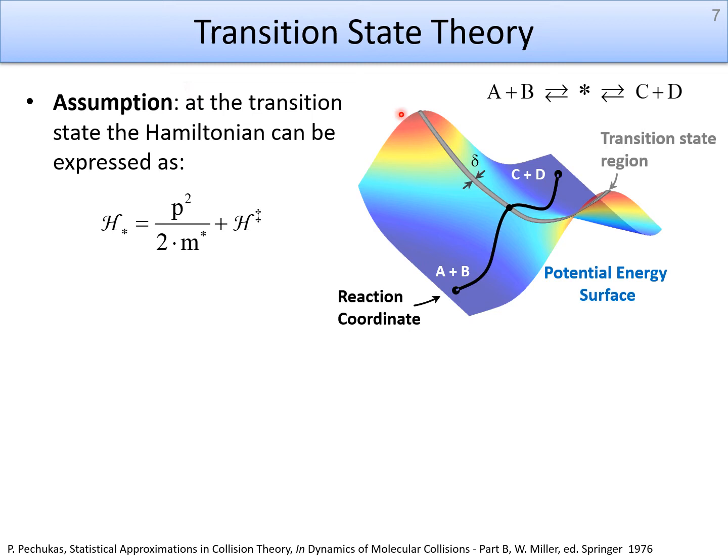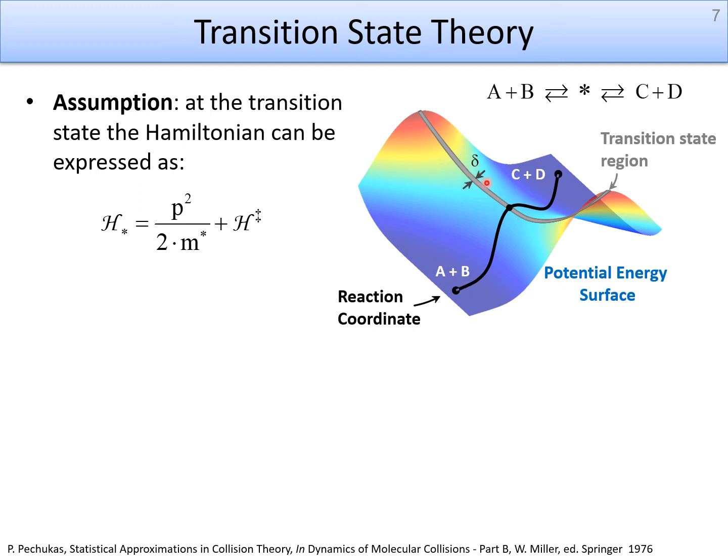Now, we already know the expressions of the Hamiltonian for the reactants, reactant A and reactant B. If you remember from the previous lecture, we said that these Hamiltonians can have translational, rotational, vibrational contributions, and we know how to calculate the partition functions for each one of these contributions. So we can relatively easily find the partition functions of the reactants. But what about the transition state?